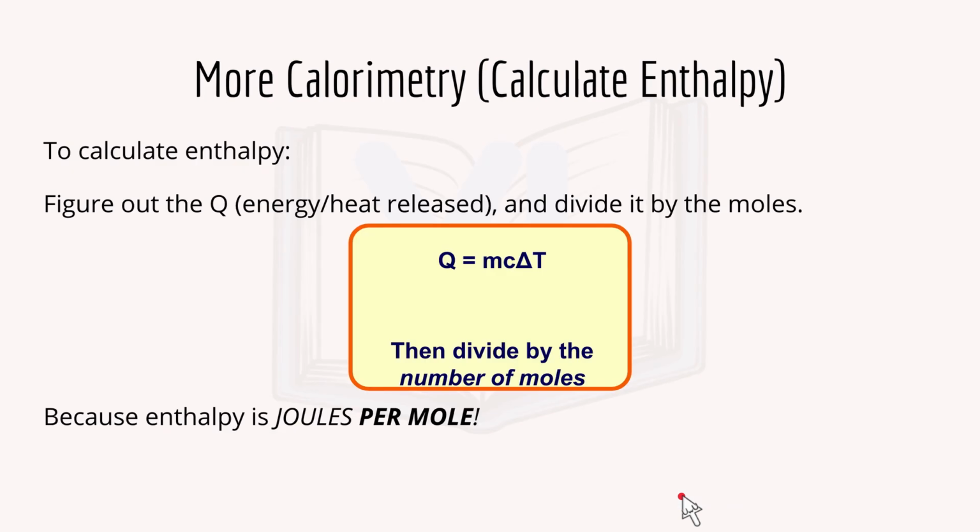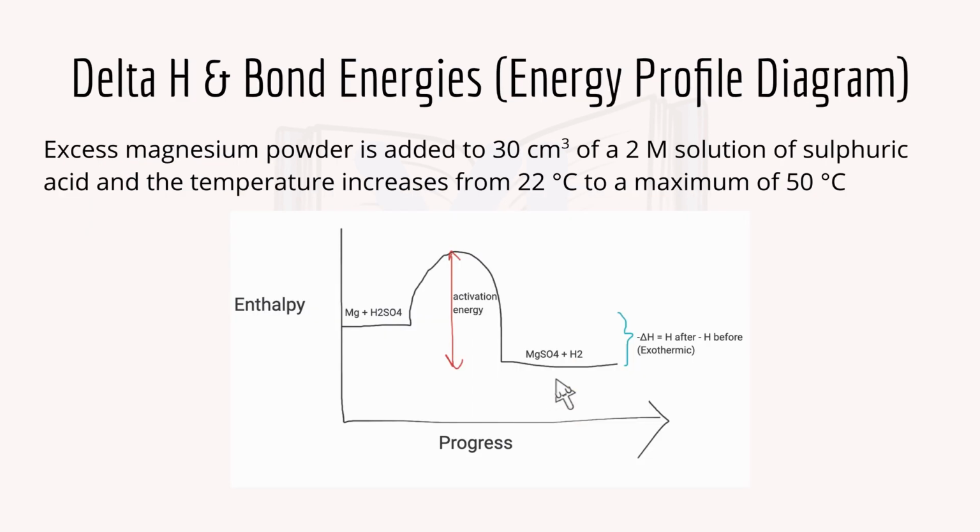And then we'll look into calculating enthalpy, and as I talked about just now, enthalpy is joules per mole. So basically you just find out the Q, or the energy or the heat released, and divide it by the moles of that substance, because enthalpy is joules per mole. And then we'll move on to delta H and bond energies for energy profile diagram.